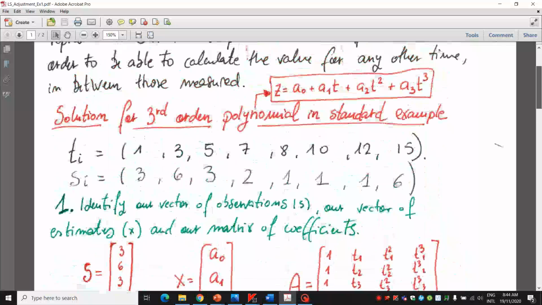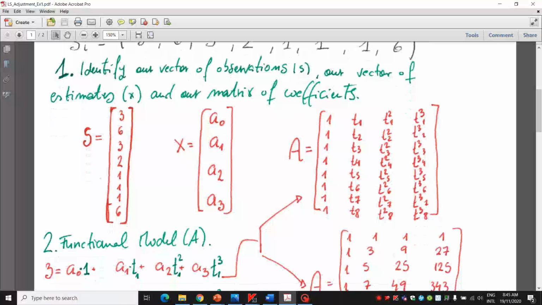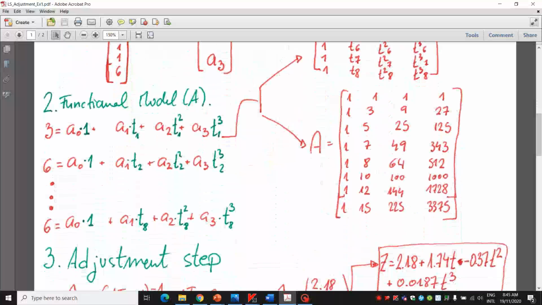Since the model has this format, the matrix of coefficients will also have this format, but repeated once for each observation. Point number two, functional model. Here is where we enter the numbers. First we enter the numbers in the formulas and then in the matrix. But what we have to enter in the matrix is what is coming from the formulas.